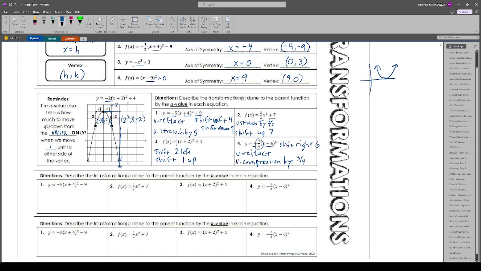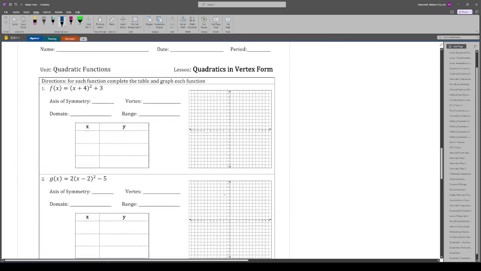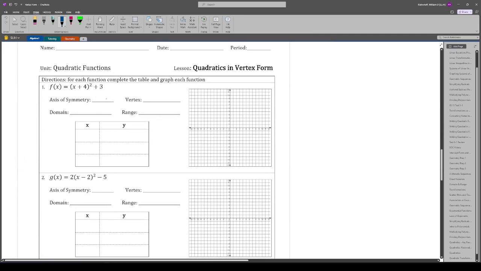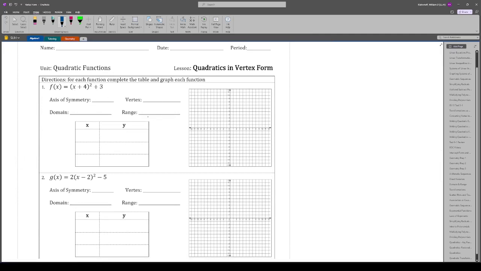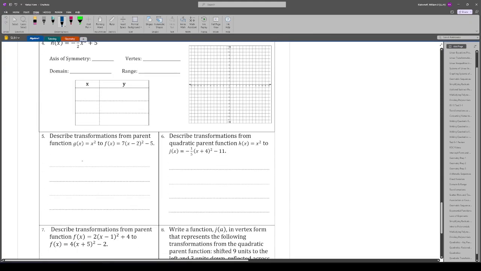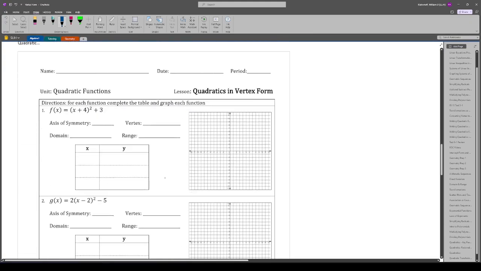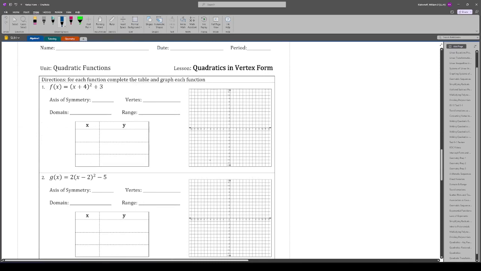So we just did that for all features. These bottom ones are just the repeat of the same problems, but they've split up A, H, and K. So we went through all of those here. If you want to separate them out in your notes, you definitely can. And then the homework for today is practicing looking at vertex form, using it to draw graphs, identify key features, and I think transformations as well. So I'll do one of these, maybe one of each kind, and then wrap up the notes.